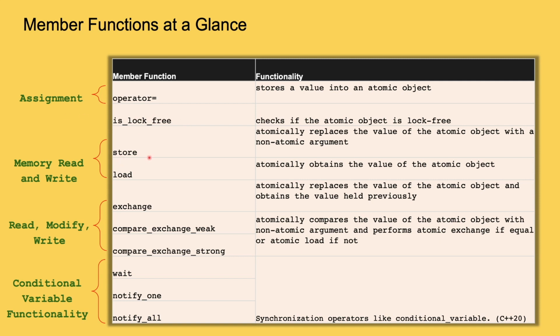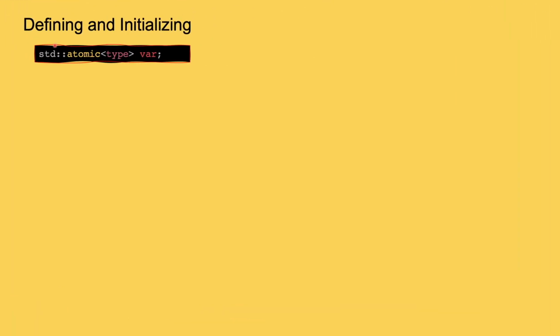Explicit memory access for loading and storing, atomic loading and storing in the memory, read-modify-write operations, and condition variable functionality, which are being added as part of C++20. In this video, we will talk about all of them except for the condition variable functionality, which is not completely developed yet. Defining and initializing. As we talked before, you just use std::atomic, angle brackets, the type of the variable, the name of the variable, and that would be your definition.